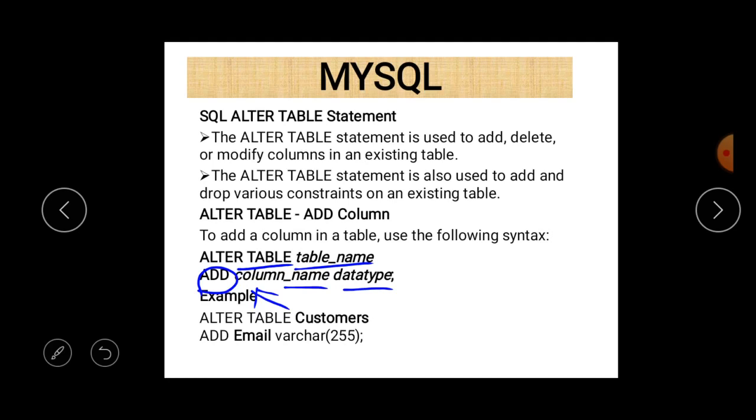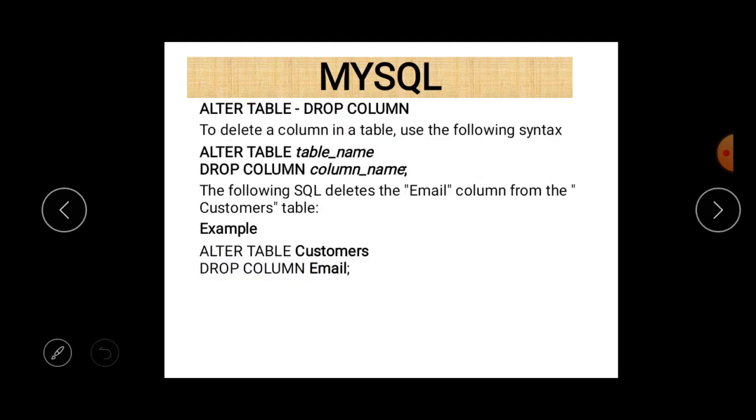This example is customer, email, and varchar 255, where customer is the name of the table, email is the name of the column, and here we want to add email as a column name in table customer, which is of varchar type of size 255. So we just write ALTER TABLE customer ADD email varchar(255).